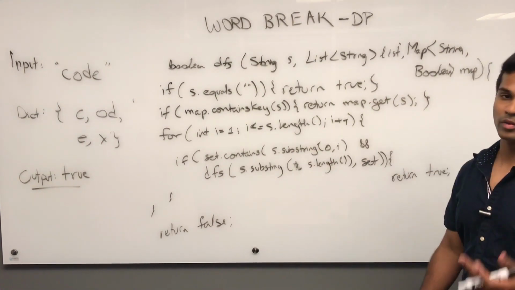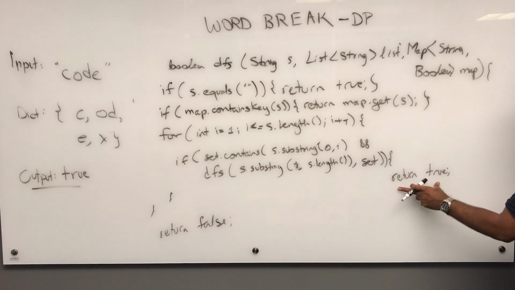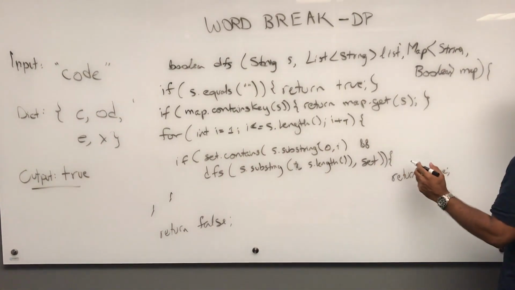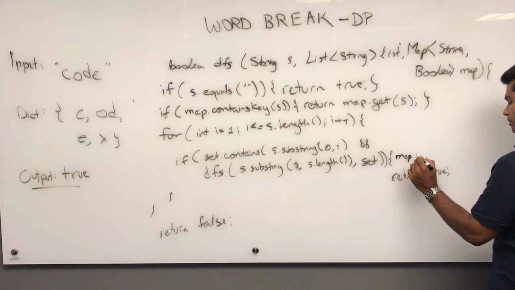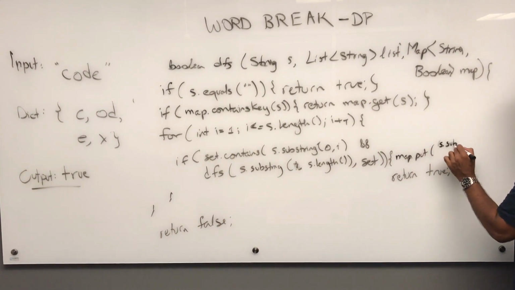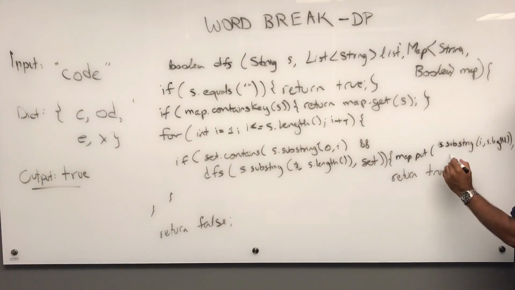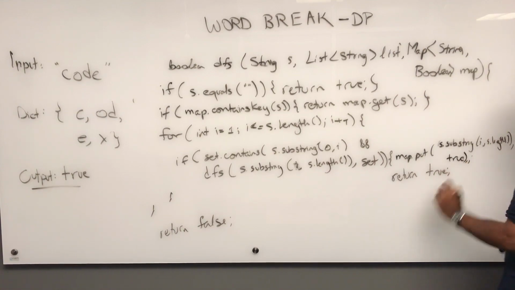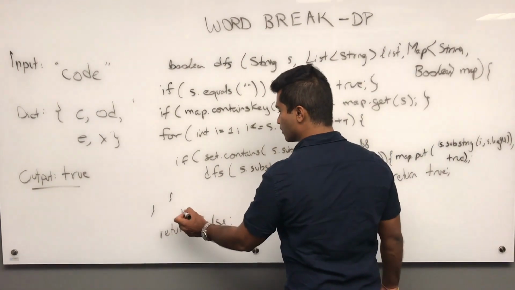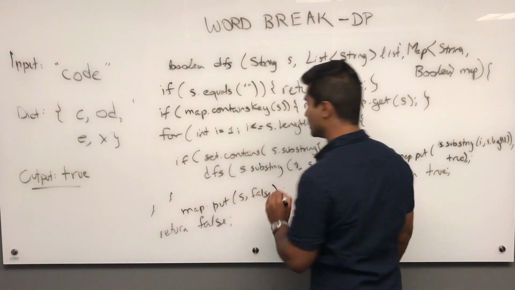Now, where do we populate the map? We populate the map right before we're about to return a true or false. So if we're going to return true for a substring, then we say map.put(s.substring(i, s.length), and then we put in what we're going to return, just say true. Else we come here. If we're about to return false, just put it in the map. And that completes our memoization.